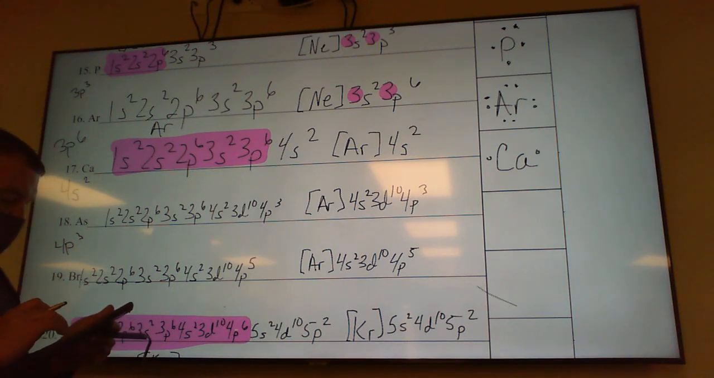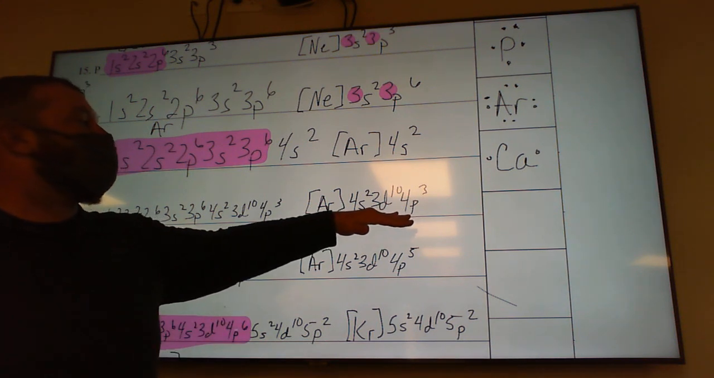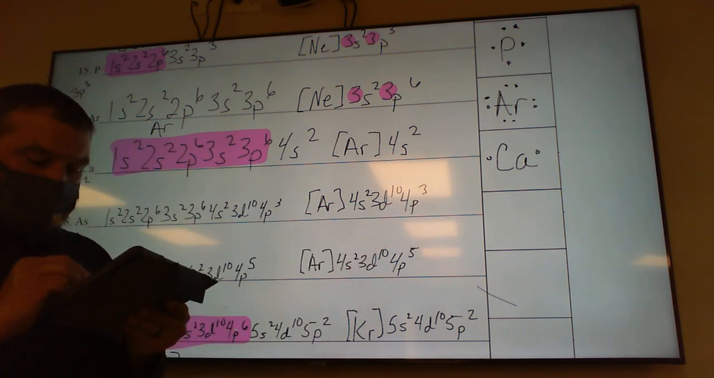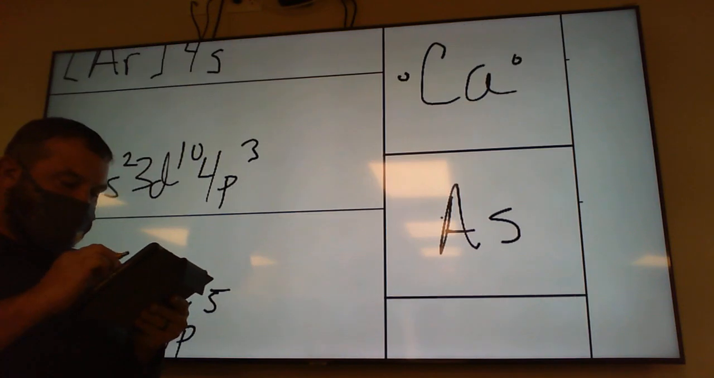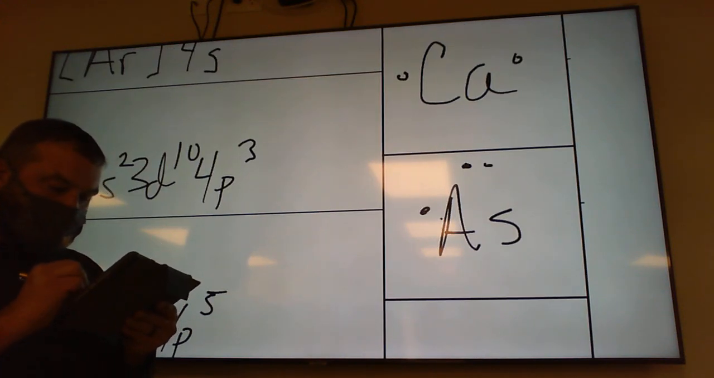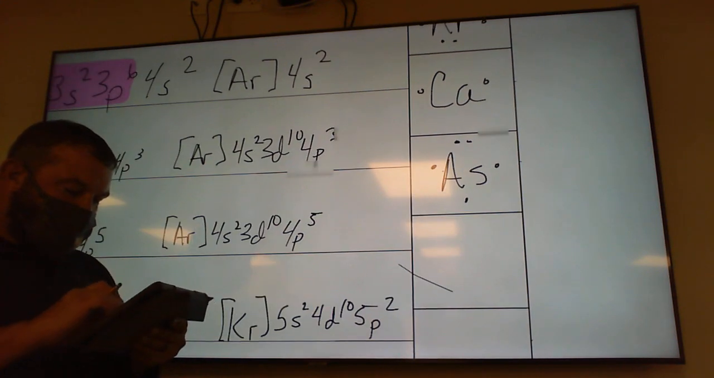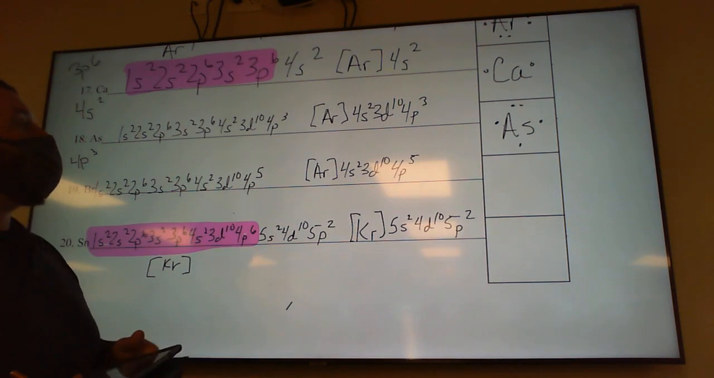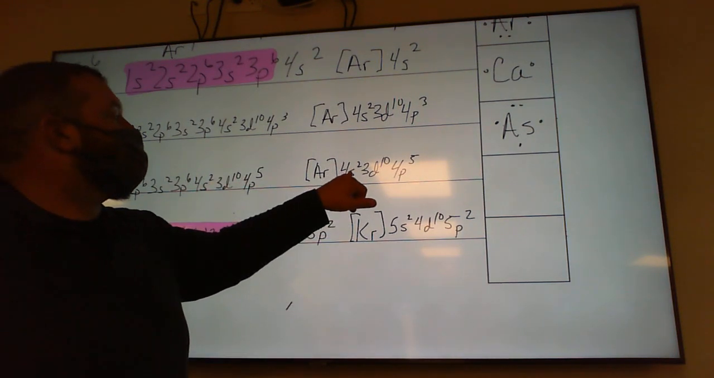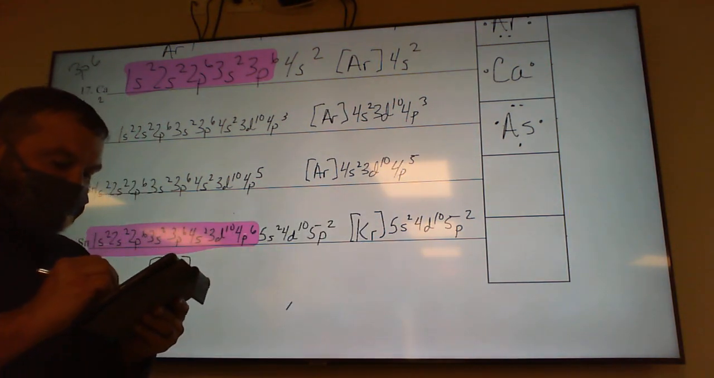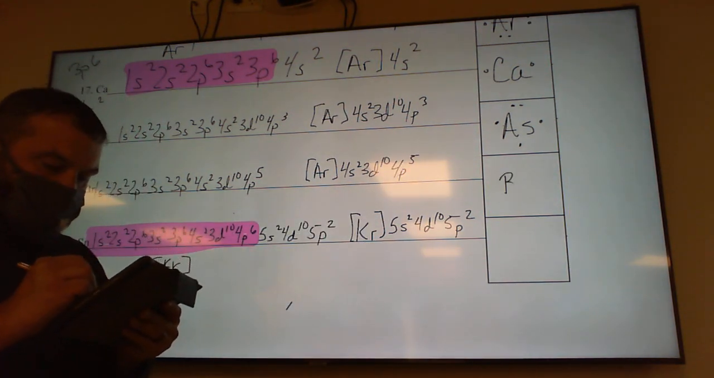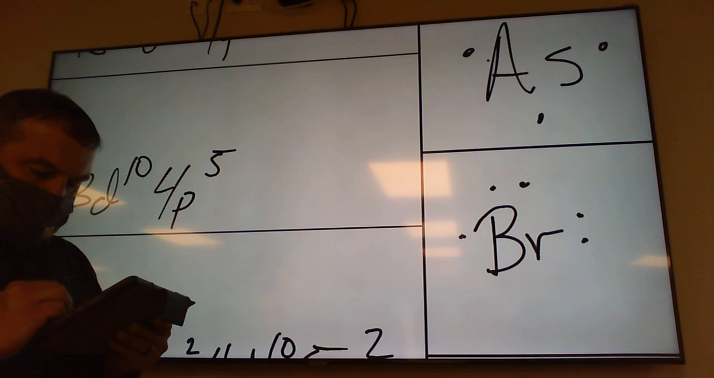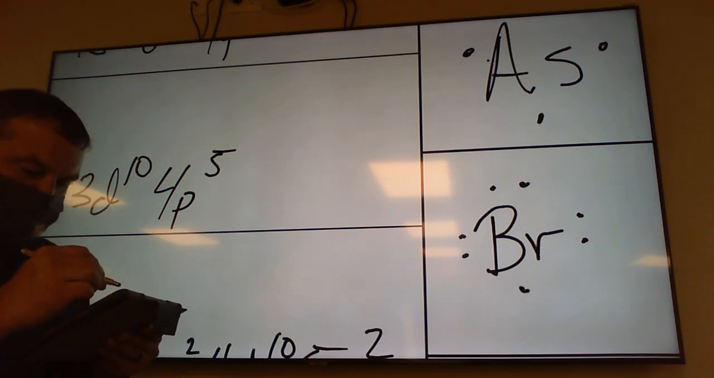Okay, arsenic. If I look at this, you should be able to figure out how many dots arsenic gets. 2 from the s, 3 from the p. So arsenic, 5 dots. Bromine is in group 17. 2 from the s, 5 from the p, 7 dots. 2, 4, 6, 7. There we go.